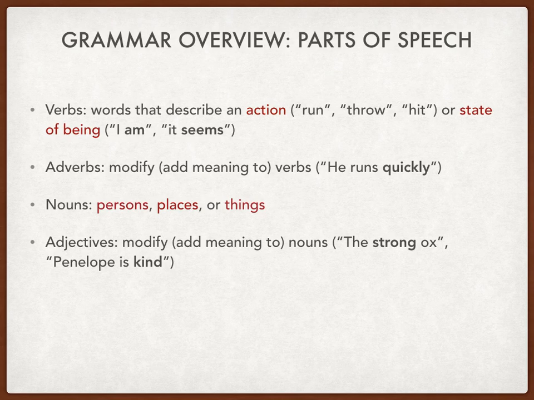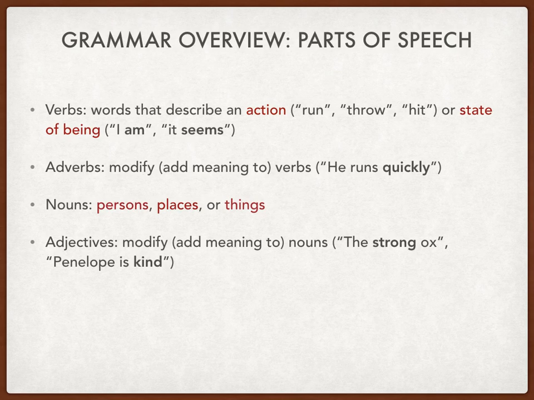So we'll start with verbs. Some of you probably already know these basic definitions, but just in case, to make sure we're all on the same page, when we talk about verbs, we talk about words that describe an action like run, throw, hit, or so forth, or a state of being. The verb am, to be, or seems, to seem like a certain way. Those are also verbs, of course. Greek also has verbs. They are separate from nouns and other things like that, so we'll take a look at those.